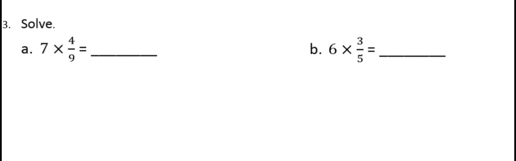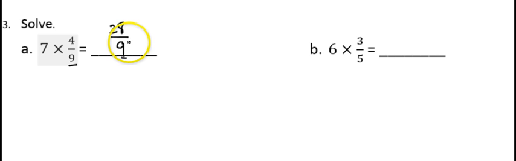In the last section, I'm going to solve the problems just using numbers. So I have 7 times 4/9. That means I'm going to take 7 groups of 4/9. Well, 7 times 4 is 28. So I would have 28 pieces, and they're all ninths. Notice your denominator doesn't change because that's just telling you what type of unit you have.